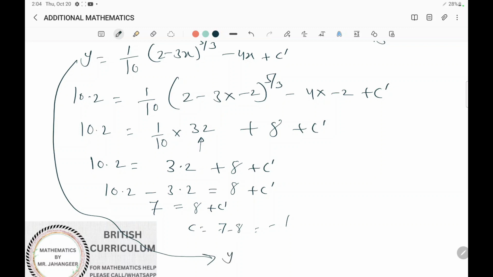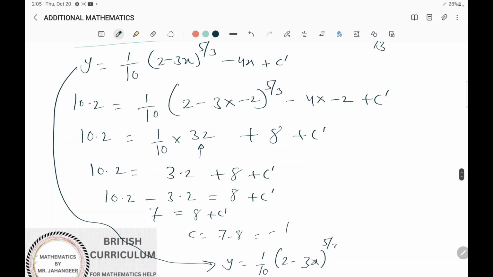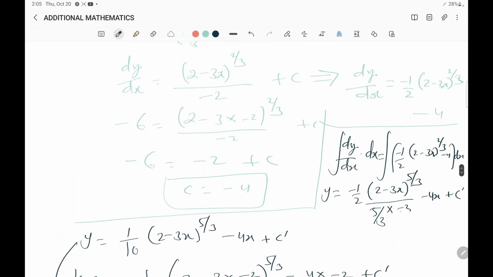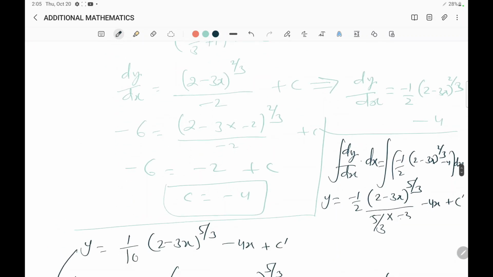This is our y, right? Y equals 1 over 10 times 2 minus 3x to the power 5 by 3 minus 4x, and C dash is minus 1. So finally this is our answer. Okay, so whenever you are doing some calculation, guys, then you must cross verify, or you should go over your solution again.